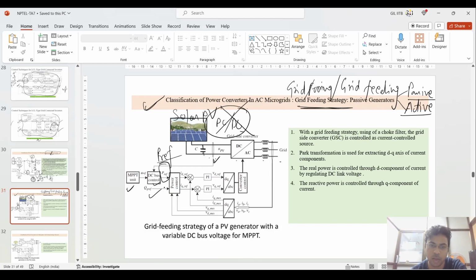P underscore, what amount of power you can support to the grid based upon your solar PV generation. So this is the same, what amount of power you can support to the grid based upon your solar PV generation.